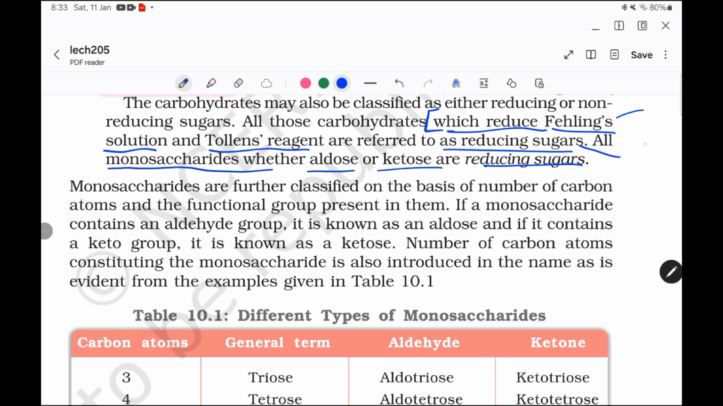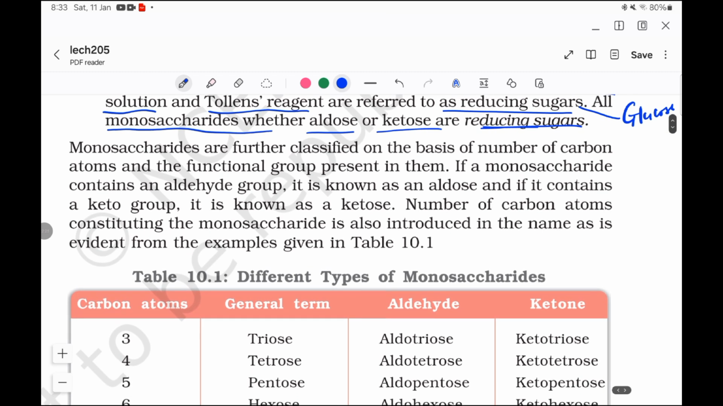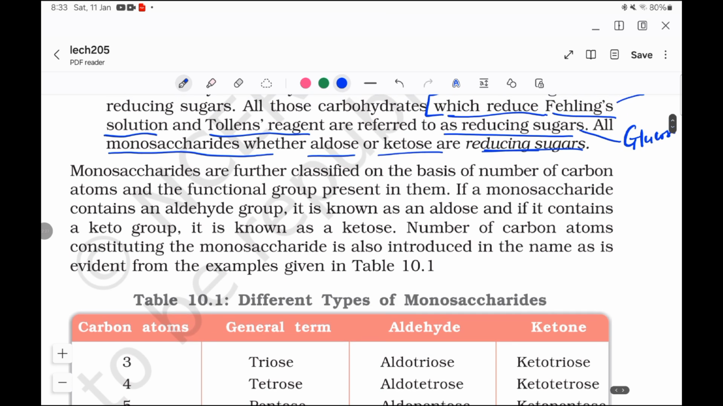An example is glucose. Glucose is the example, and all the monosaccharides you can see are reducing sugars. Whereas, children, the polysaccharides cannot reduce these reagents.